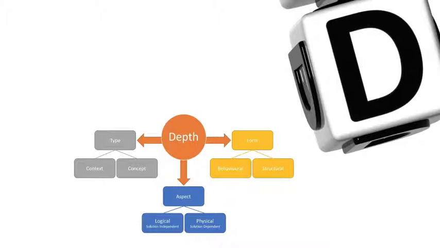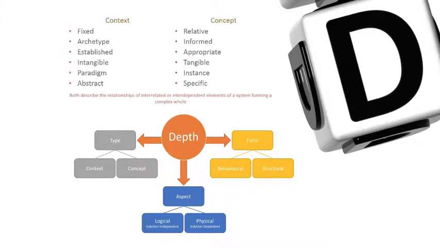So when you're doing a depth analysis, you build your depth model using these three ingredients. You would decide to do a contextual analysis that is focused on behavior, that looks at the physicality of something. Or you could have a contextual analysis that is focused on structure, that looks at how something is logically assembled. Now, let's take a look at what those mean.